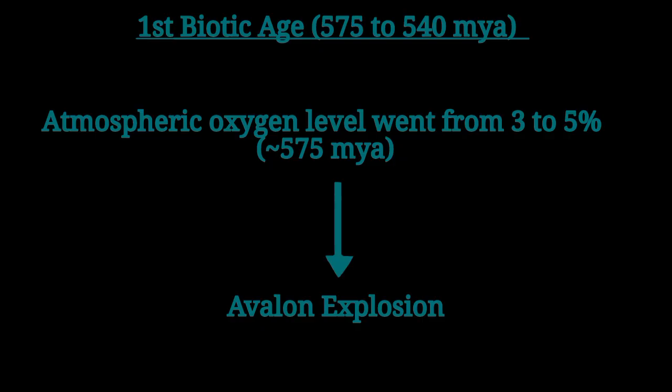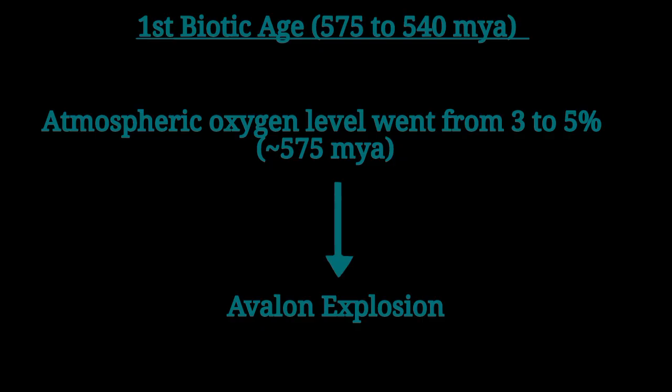From 1 billion years ago to 600 million years ago, multi-celled life remained simple and limited. This changed when the oxygen level went from 3 to 5% around 575 million years ago, fueling the Avalon Explosion. It represents the first diversification of multi-celled life. Rapid changes in ocean life occurred.